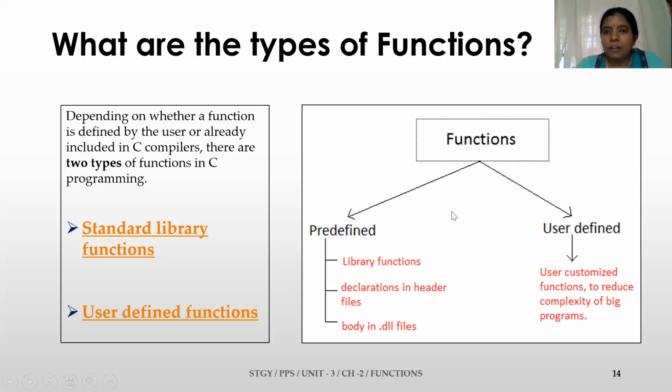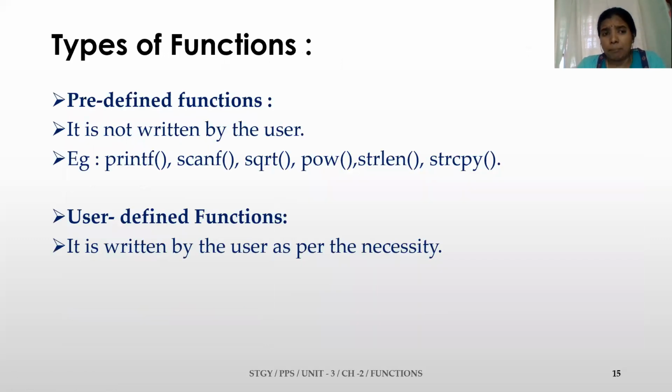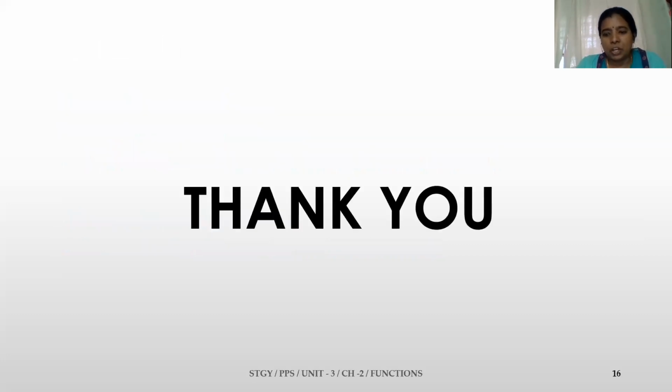So functions are of two types: predefined functions, also known as library functions, whose declaration is in the header files and whose body is in the DLL files. Whereas user-defined functions, or customized functions, reduce the complexity of a big job, and their implementation is given by the user. Examples of predefined functions are printf, which we have already been using, scanf, sqrt, pow, strlen, and strcpy, as we saw in the last lecture. Examples of user-defined functions depend upon the problem statement, so what we use clearly depends on the problem statement. These are the general types of functions.